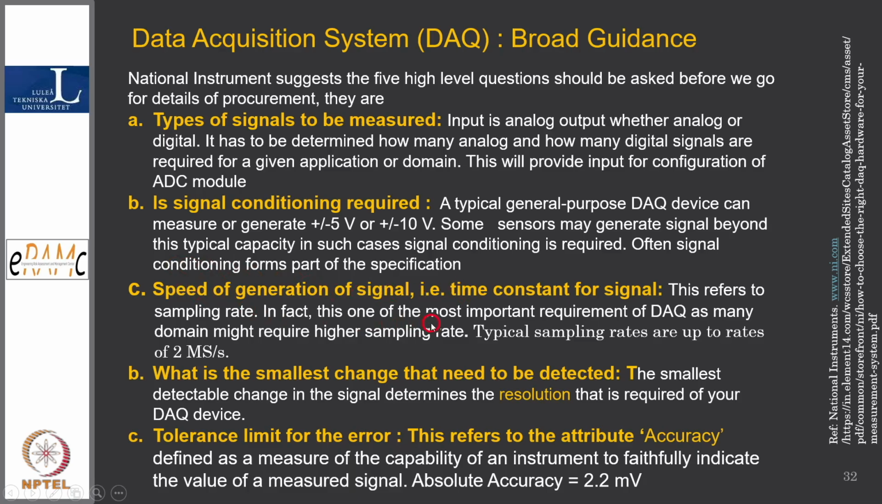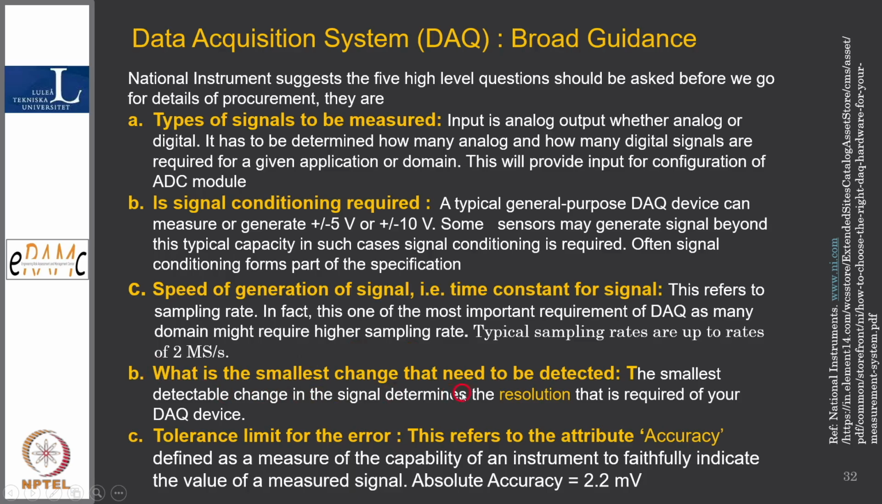Next, speed of generation of the signal. This is very important. We call it the time constant for the signal. This refers to the sampling rate. In fact, this is one of the most important components, because if it is a slow signal that is going in, somewhere we compromise on the quality of measurement. Suppose it is 2 meters per second or even less or more, it impacts the whole analysis also.